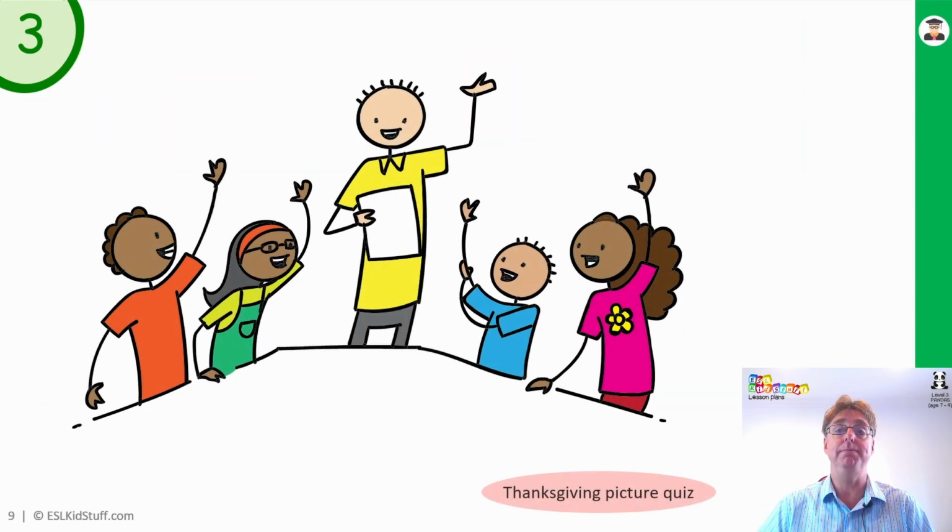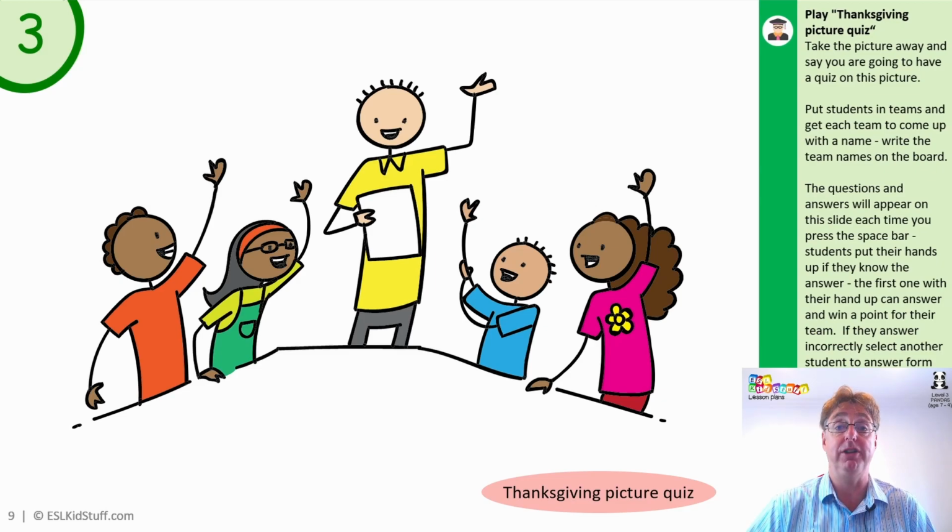Right, so we're going to keep on the theme of the picture and we're going to have a quiz about the picture they've just seen. So you'll remove the picture, or if you're using the PowerPoint slides, then the picture's gone now. And then you're going to say to your students that everyone's going to have a picture quiz, a quiz on the picture. So you'll put students in teams, it could be pairs or small groups, and get each team to come up with a team name. And you can write that on the board, and that's where we'll be keeping score.